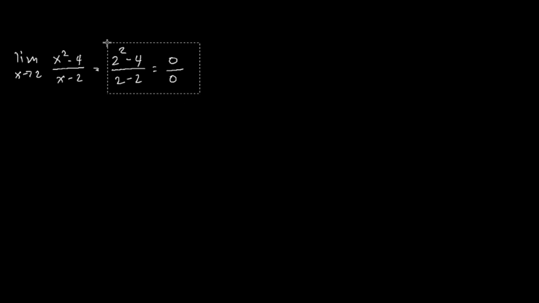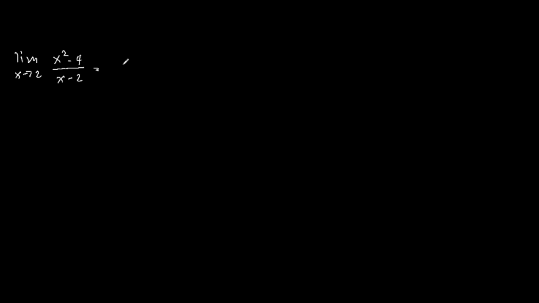Example for limit. The limit as x approaches 2 of (x squared minus 4) divided by (x minus 2). If we substitute x equals 2, we get 2 squared minus 4 divided by 2 minus 2, or 4 minus 4 is 0, all over 2 minus 2 is also 0, which is undefined. Then, let's check if we can eliminate the denominator by simplifying the numerator.